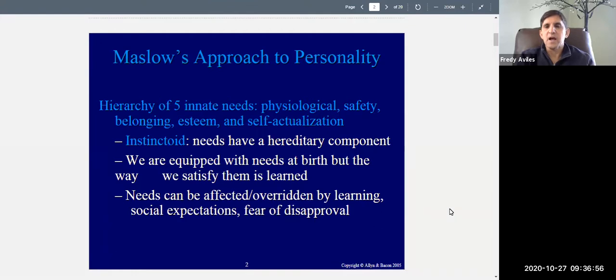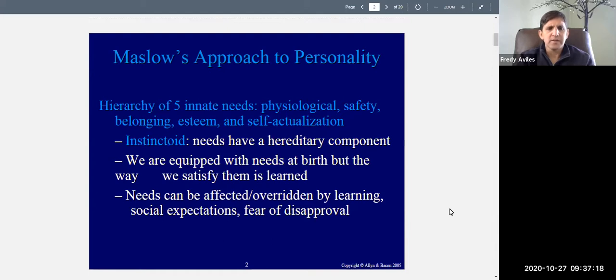And he organized them in a hierarchy. Some of these needs are more important than others, and they need to be satisfied first, according to Maslow. And here are the needs: your physiological needs, your safety needs, belonging needs, esteem needs, and then self-actualization needs. And we're going to talk about each one of these in detail. Okay, you probably heard about them before, like I said, from Psych 101.